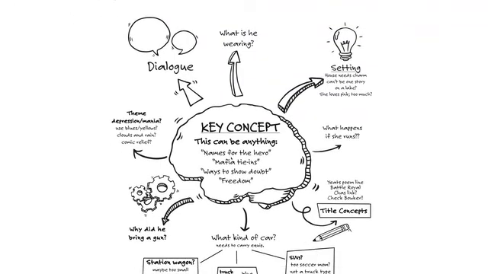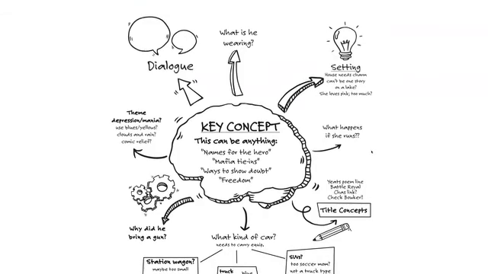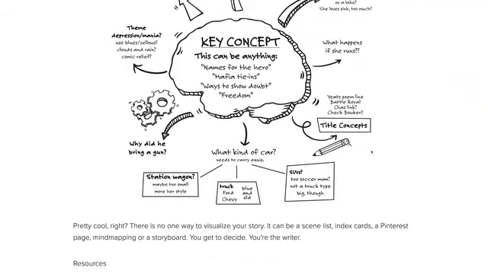The key concept can be anything. The name for the heroes, mafia ties in, ways to show doubt, freedom. And then you have all these beautiful arrows. Dialogue, what's he wearing, setting, what happens if she runs? And you just free yourself and write what you think. It's pretty cool, right? There's no one way to visualize your story.